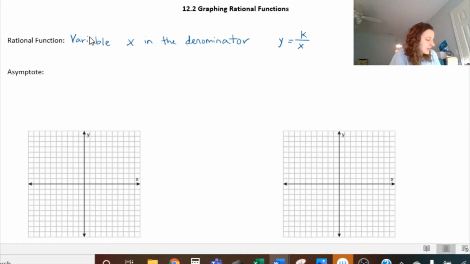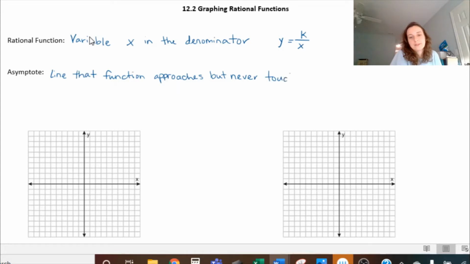Asymptotes. And an asymptote is a line that the function approaches but never touches. A line that the function approaches but never touches. And we saw these before.